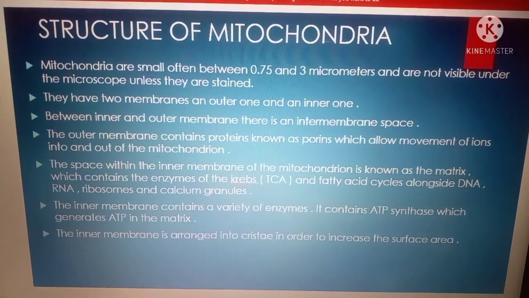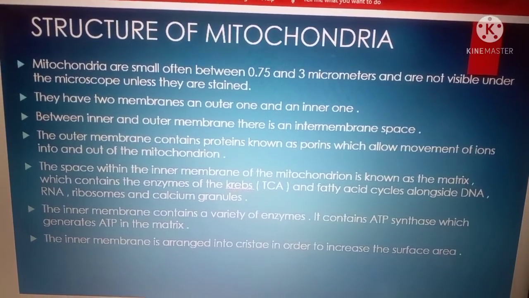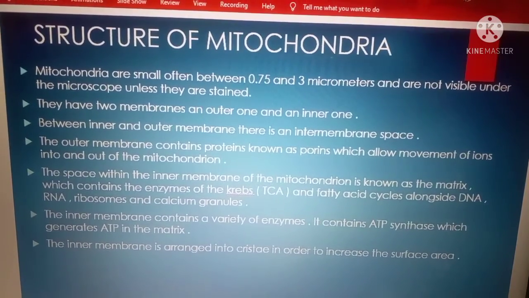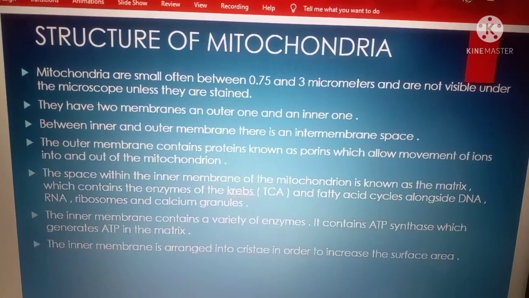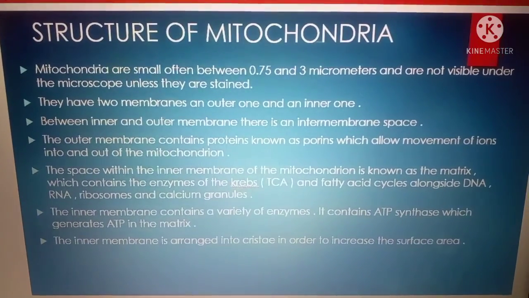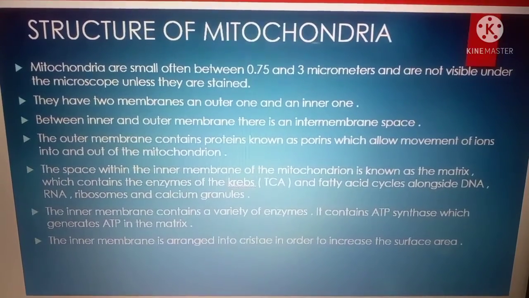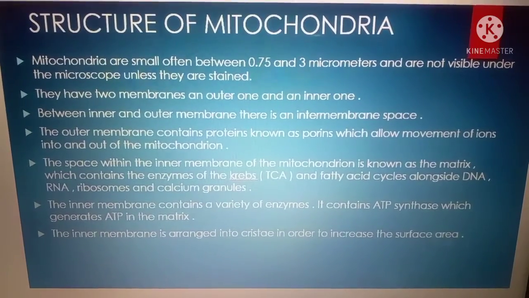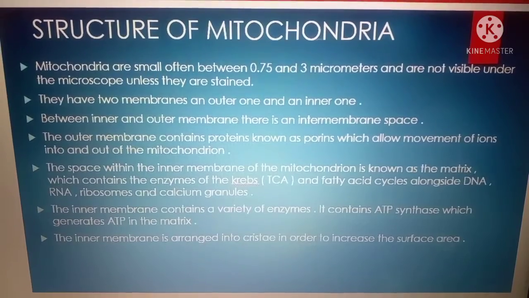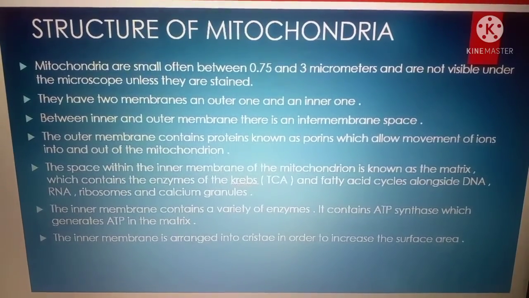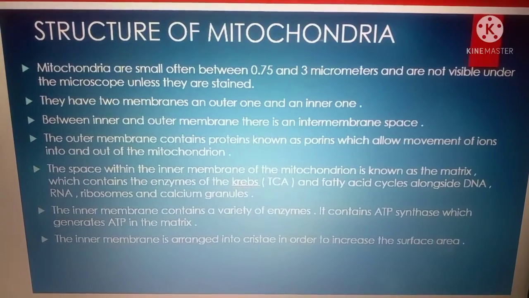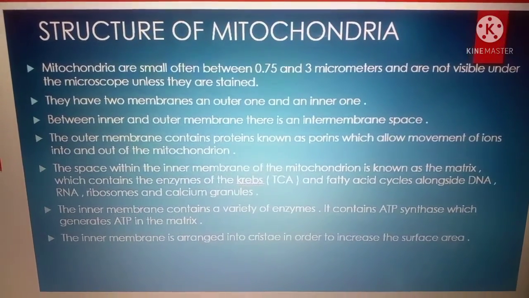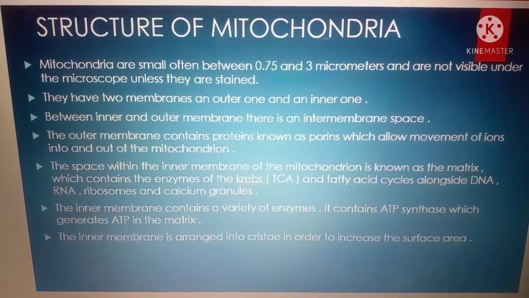intermembrane space. The outer membrane contains proteins known as porins, which allow movement of ions into and out of the mitochondrion. Now the space within the inner membrane of the mitochondrion is known as the matrix, which contains the enzymes of the Krebs, TCA and fatty acid cycles alongside DNA, RNA, ribosomes and calcium granules. So ribosomes, DNA, deoxyribonucleic acid, and RNA, ribonucleic acid, are all present.